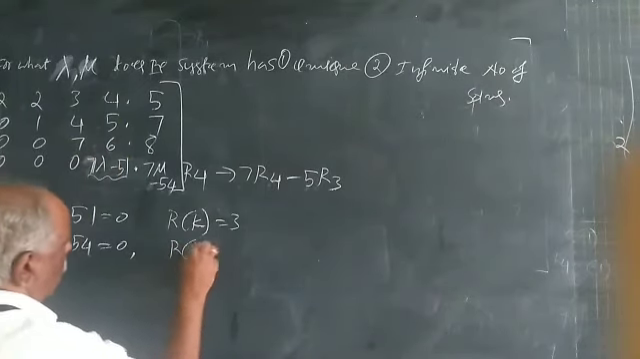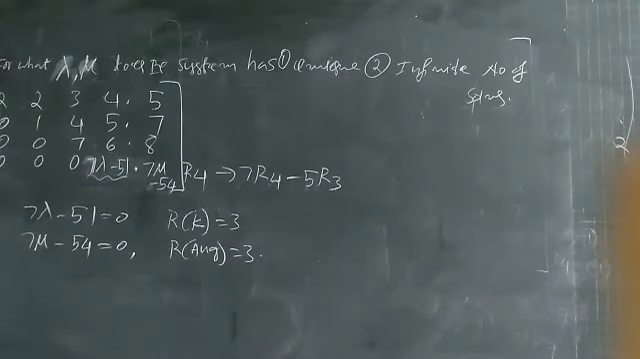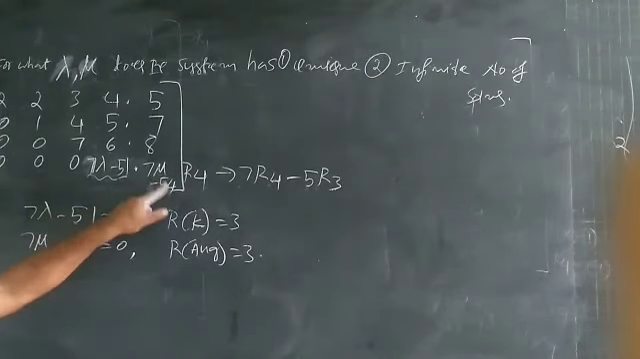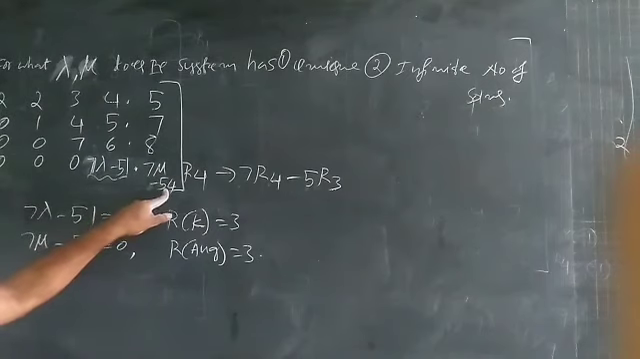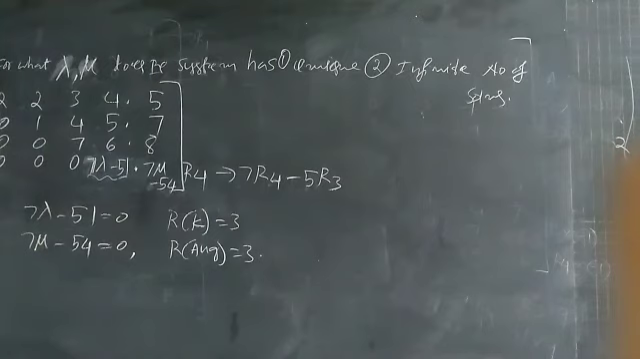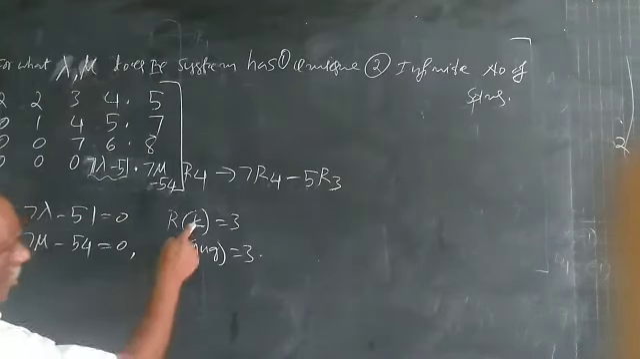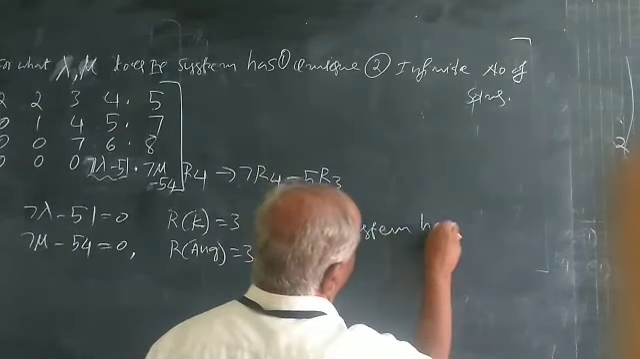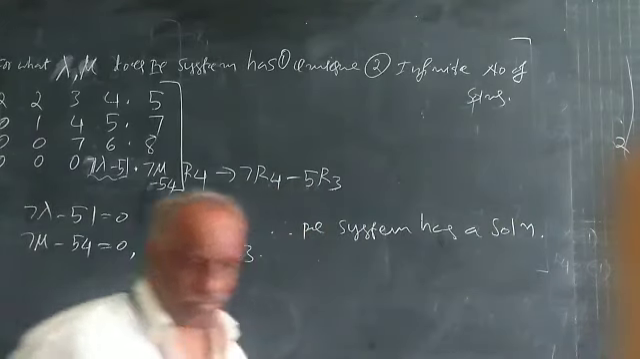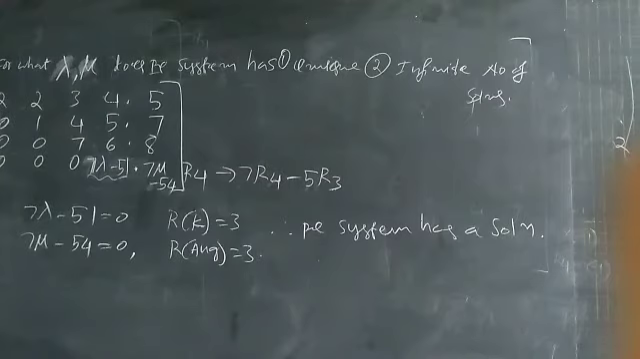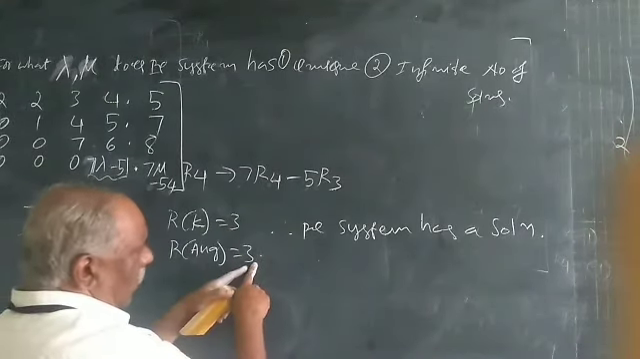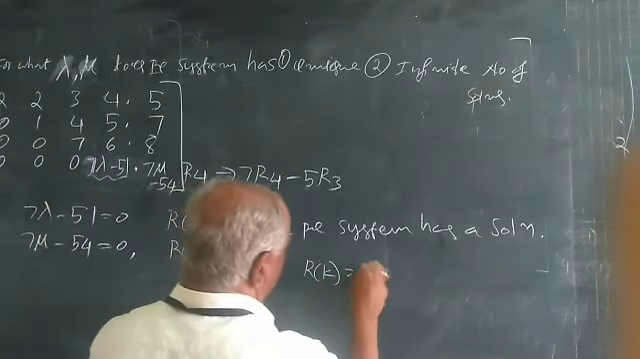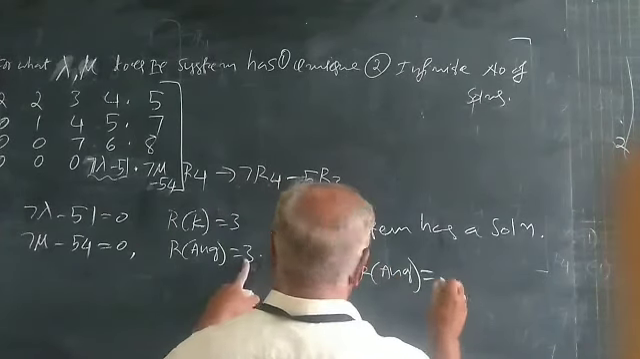Rank of augmented matrix is also 3. Therefore, when this is 0, rank of coefficient matrix is 3. When 7 mu minus 54 is also equal to 0, then rank of augmented matrix is also 3. So both ranks are equal. Therefore, the system has a solution. That means it is consistent. But the question is, which type of solution? When rank of coefficient matrix is equal to rank of augmented matrix, what is the rank? Rank of A is equal to rank of the augmented matrix, which is equal to 3.